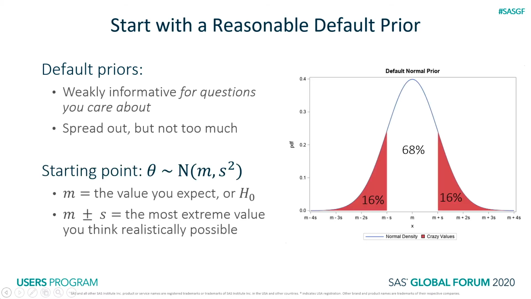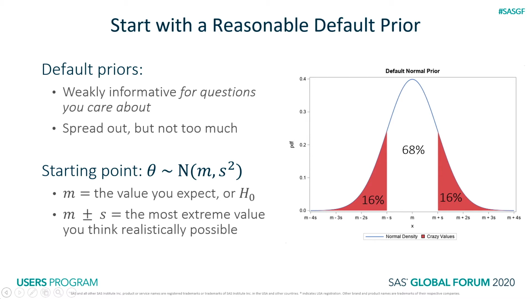Let's operationalize that. And you know what? Let's just operationalize the whole prior. So let's just use a normal distribution as our default prior for any parameter. We're going to choose the mean and standard deviation of that normal distribution judiciously in order to make it work. So the mean should be the value you expect, or whatever you would set as the null hypothesis for that parameter, depending on your inferential goals.